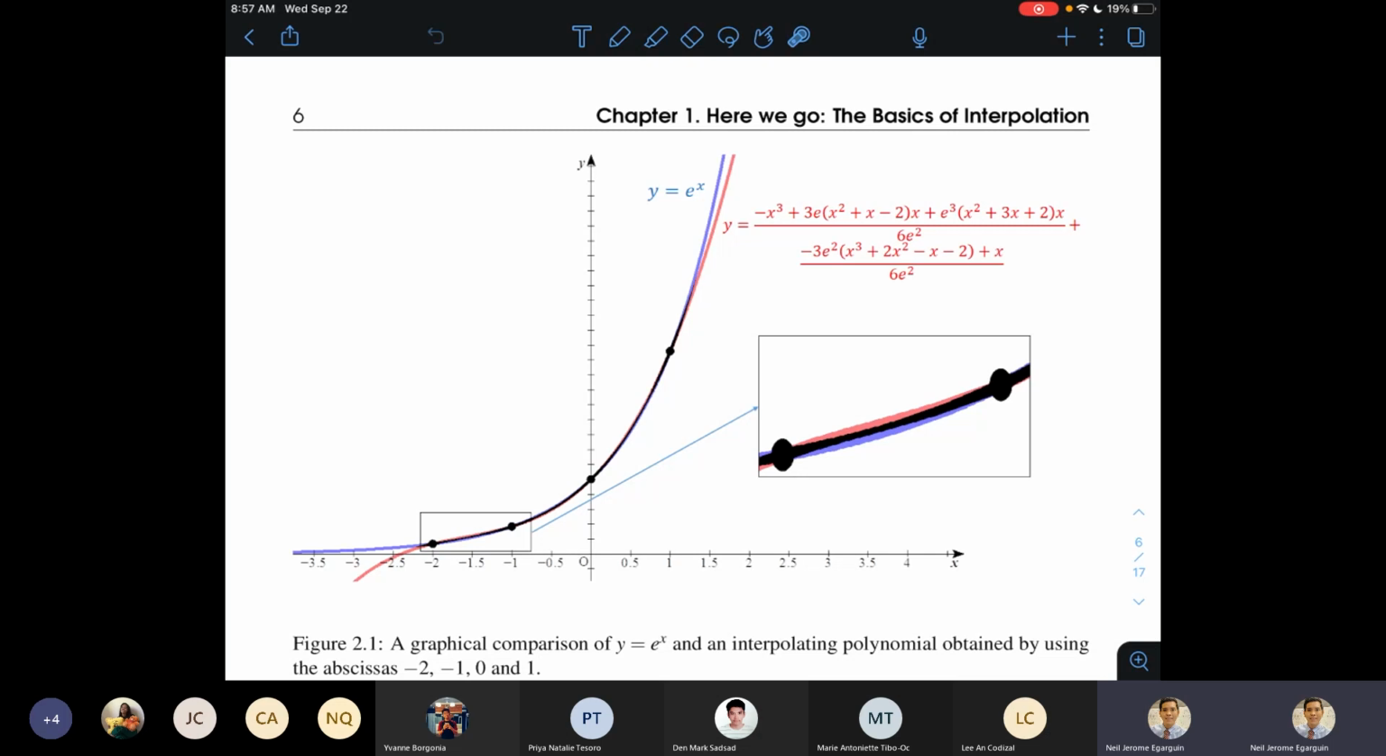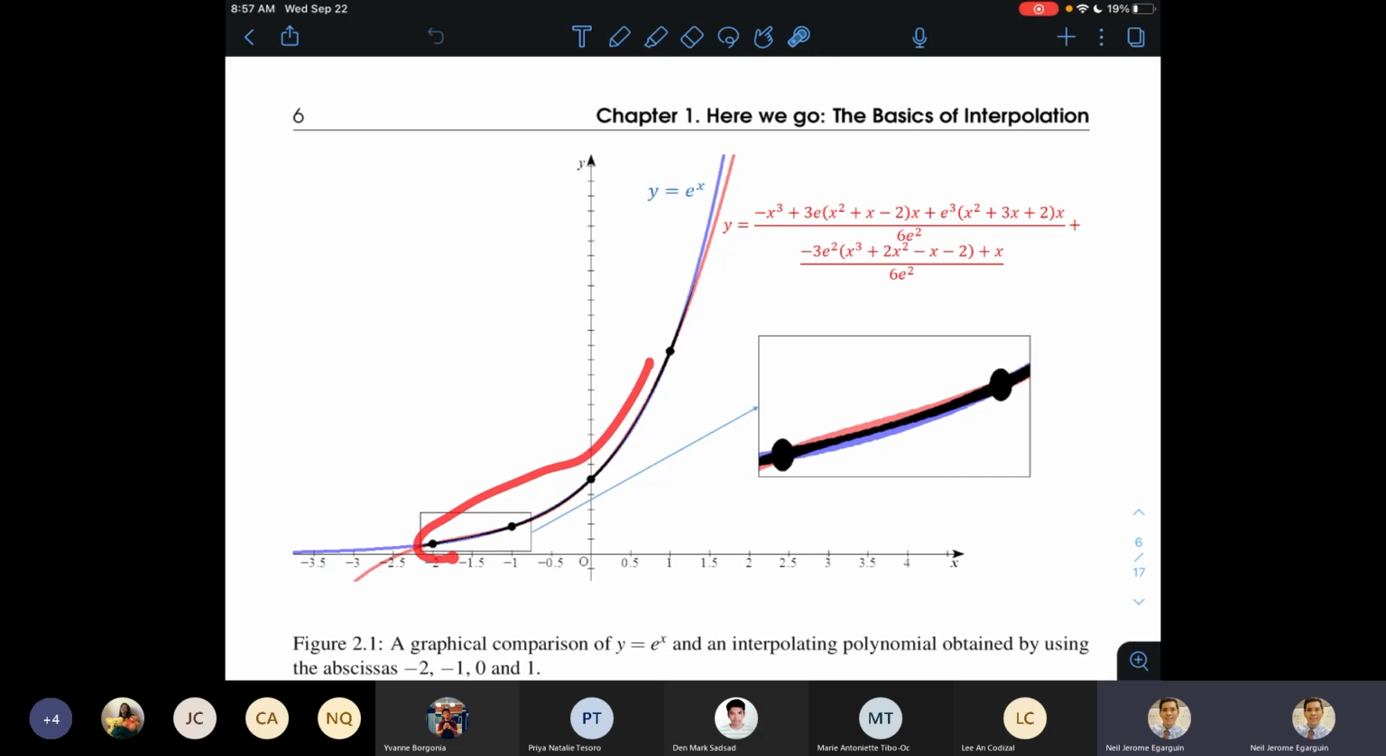So here you see that at the 4 data points, -2, -1, 0, and 1, the blue curve and the red curve intersect. Kasi ito yung interpolatory requirement. An interpolating polynomial must pass through all the given points, all right? And you see that there's a very good approximation, especially between x equals -2 and x equals 1, which are basically the smallest and the largest abscissas in our data set, all right?